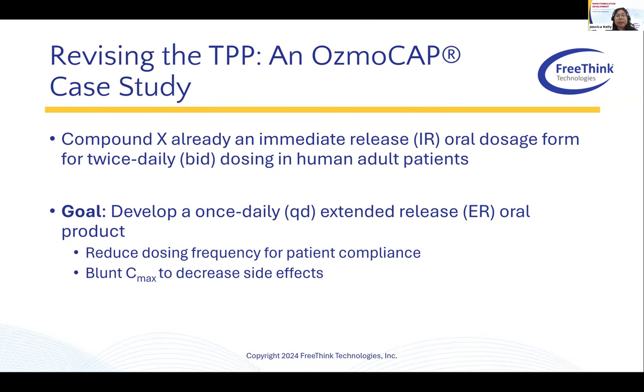And so remember that the major objective for these types of projects is to determine what needs to be improved. In this case, it is the release profile. So here, our goal for this product is to develop a once daily (QD) extended release (ER) oral product. The motivations behind this improvement are to reduce the dosing frequency for patient compliance and to blunt the Cmax to decrease side effects.